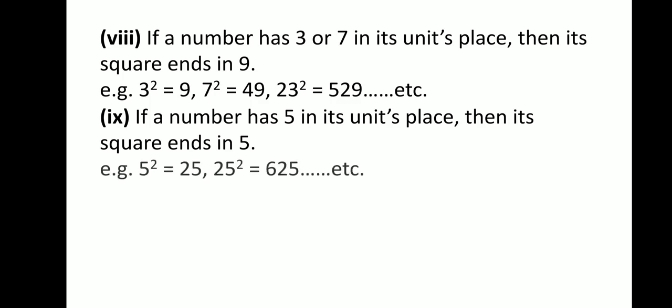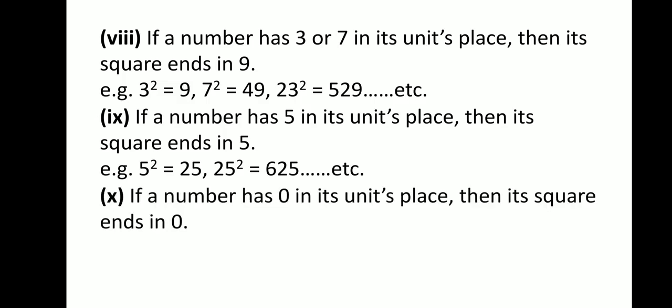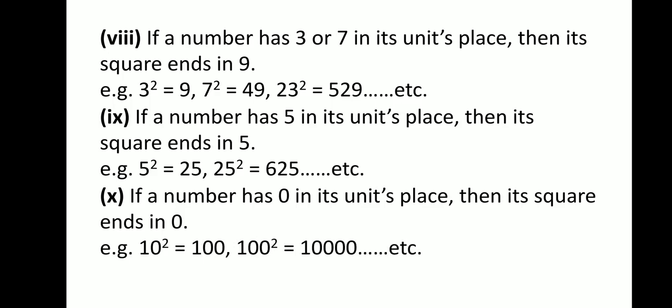For example, 5 square is equal to 25, 25 square is equal to 625. Likewise, you can consider other examples in which a number has 5 in its units place. If a number has 0 in its units place, then its square ends in 0. For example, 10 square is equal to 100, or likewise you can take more examples.